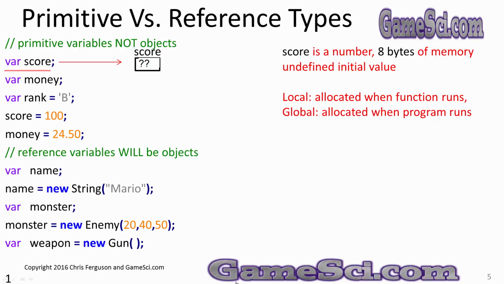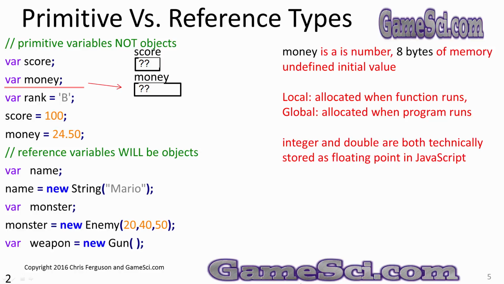We're going to declare var score. Score is a number. It takes 8 bytes of memory in JavaScript, and it's going to have an undefined initial value. If you declare the variable only and don't assign it a value, it's going to be what's declared undefined. Now, if this was a local variable inside a function, it would be allocated when the function runs. If this is a global variable declared at the top of your program, it would be allocated when the program runs.